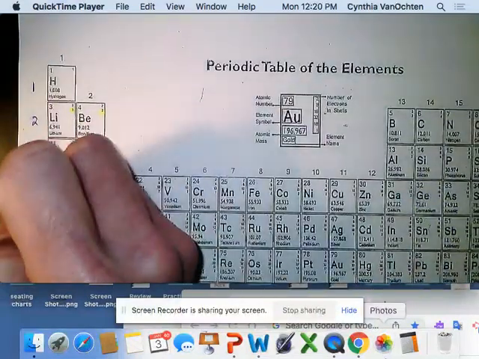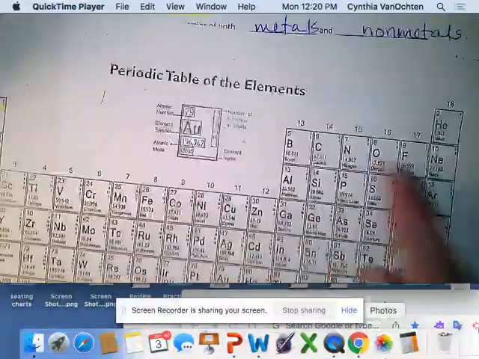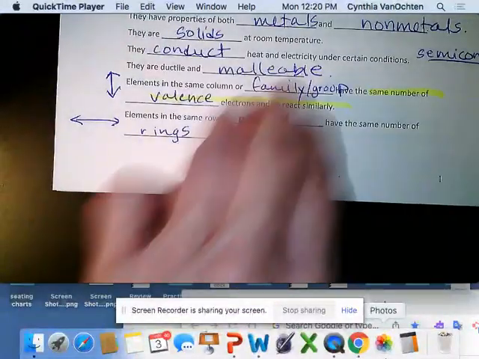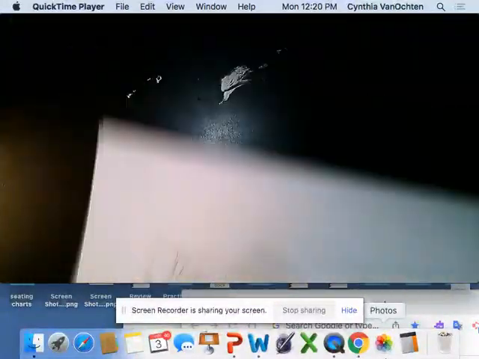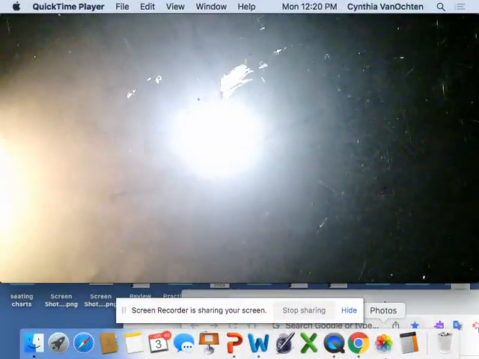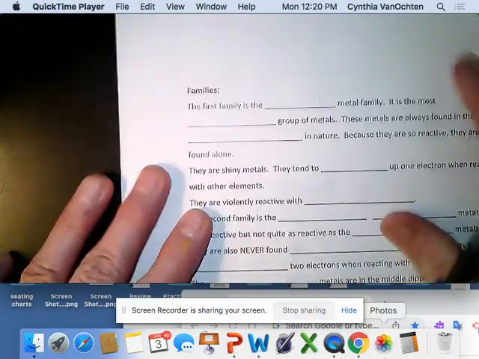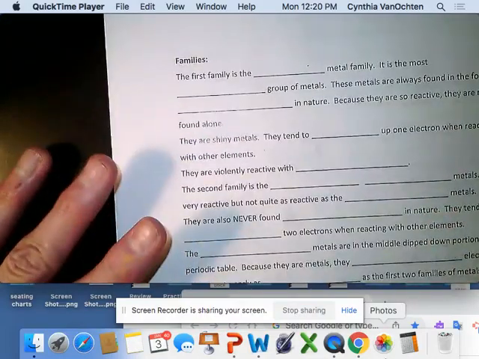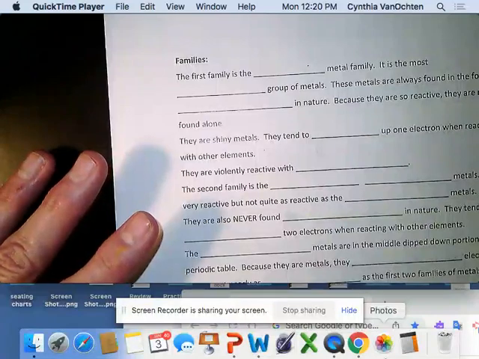If you're in period 3, which is sodium all the way through argon, you have 3 rings of electrons, and so on. Okay? So be familiar with what your period and your family numbers mean. All right. So now let's go over the individual families really quickly, just to review.